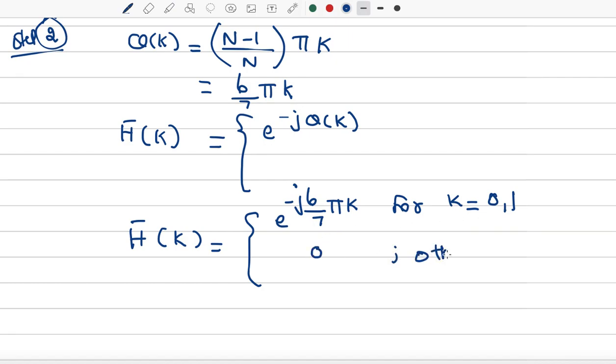H gap of k is 0 otherwise. Okay, so what we are doing is, for this low pass filter, we are considering the samples k equal to 0 and 1. So this is the desired frequency response of the given frequency value for capital N equal to 7. This is the low pass filter, so we are having the values k equal to 0 and 1.